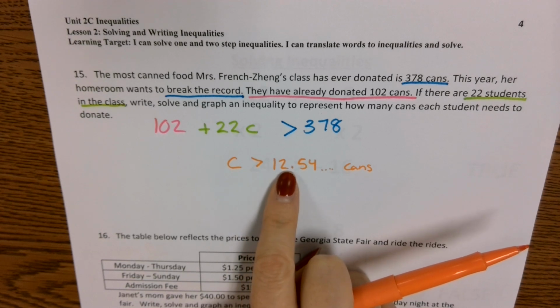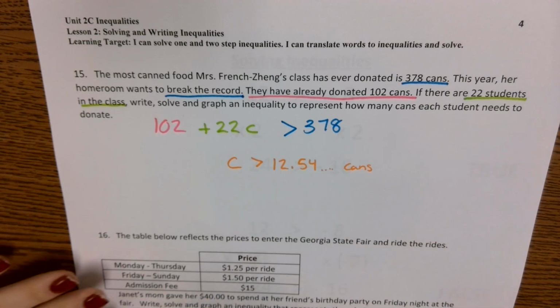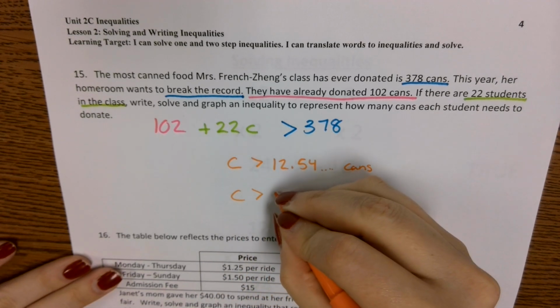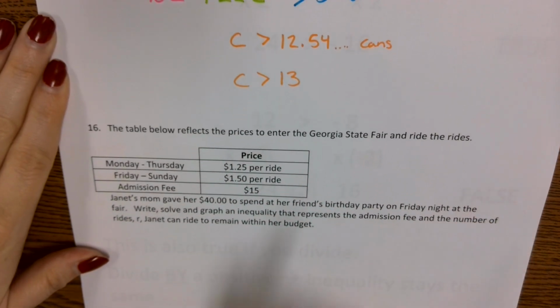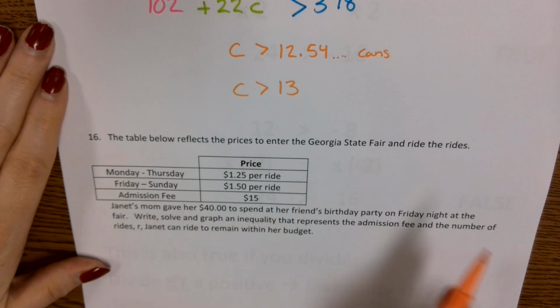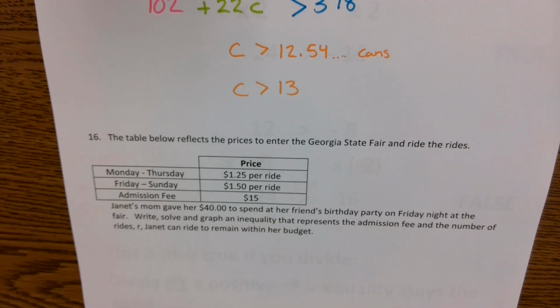Because would 12 cans be enough? No. So what's the next number up from 12? 13. So they need to have greater than or equal to 13 cans. 13 cans would be the minimum amount that they could potentially have. Okay? For problem number 16, I want you guys to go ahead and write the inequality and then properly round the inequality.